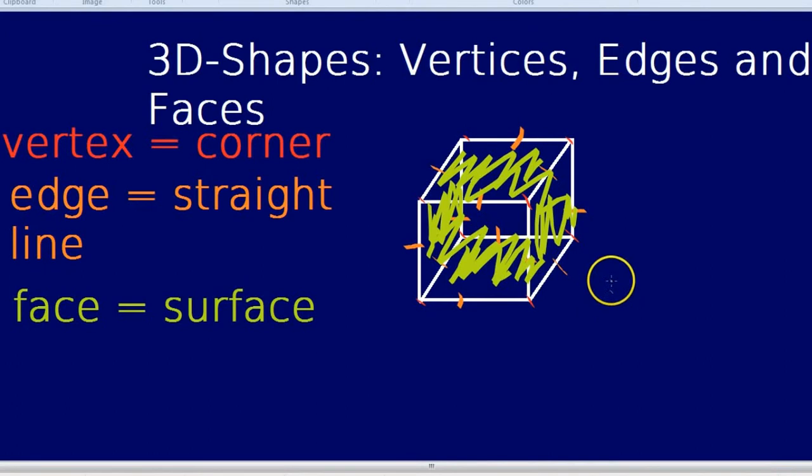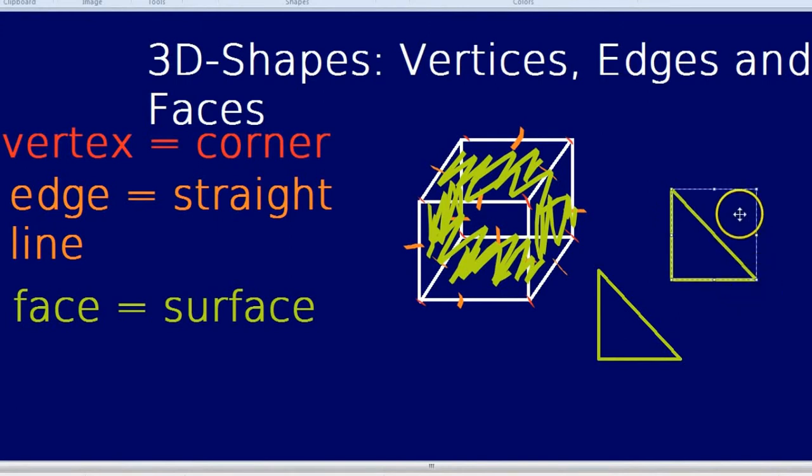Okie doke, let's do a new shape. How about a triangular prism? Triangular prism is a 3D triangle, like so. How many edges would a triangular prism have?